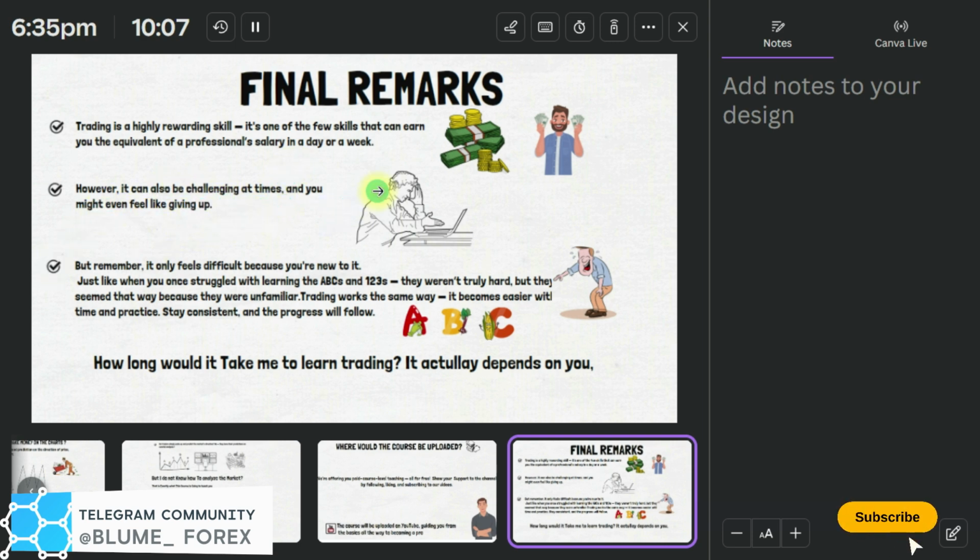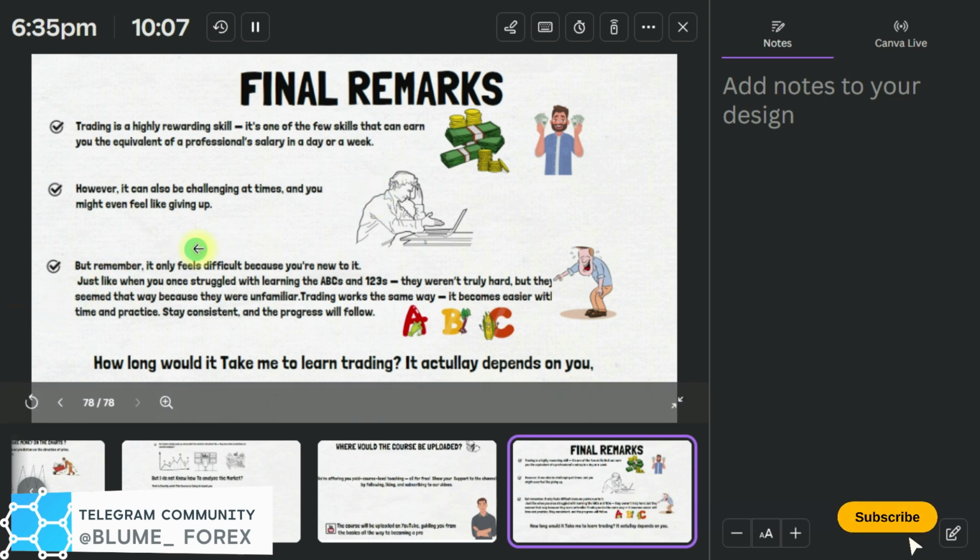So learning trading is not actually difficult, right? But remember, it only feels difficult because you are new to it, just like when you once struggled with learning the ABCD and 1, 2, 3. They weren't actually hard, but they seemed that way because they were unfamiliar. Trading works the same way. It becomes easier with time and practice. Stay consistent and the progress will follow. Yes, very well said.